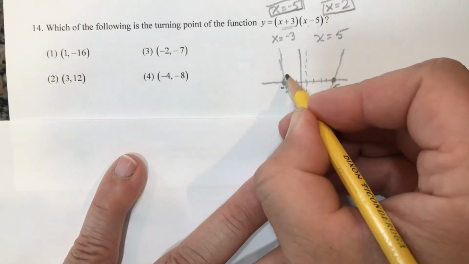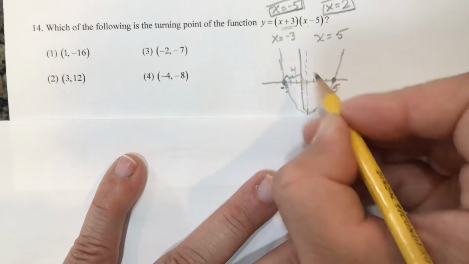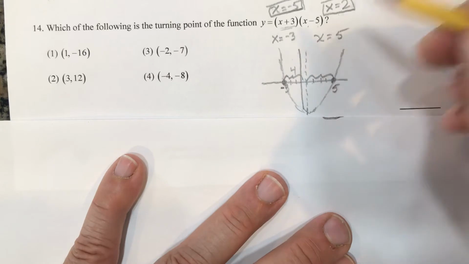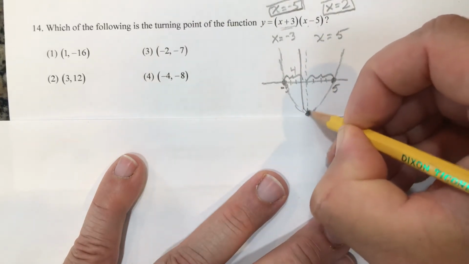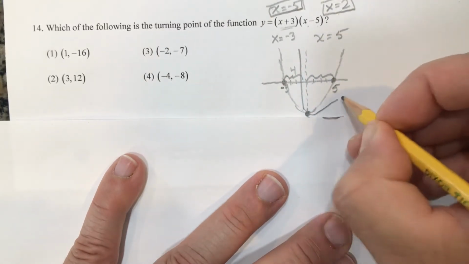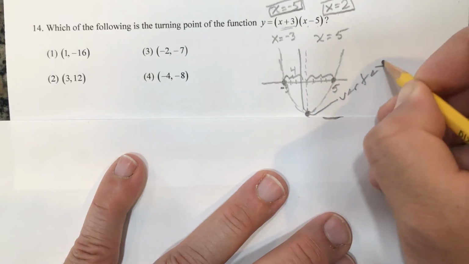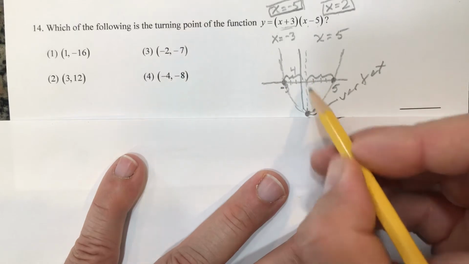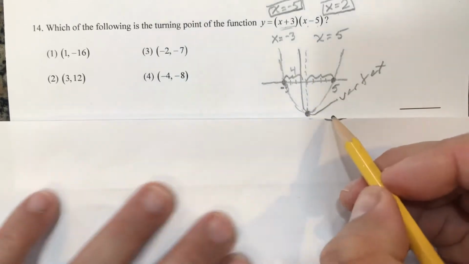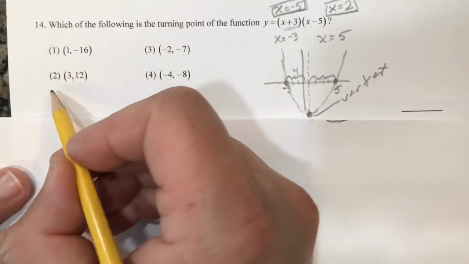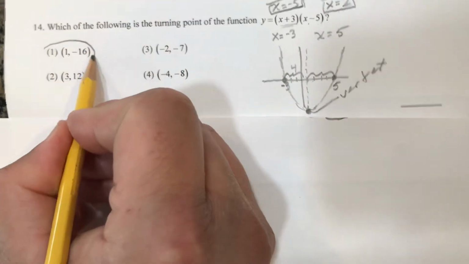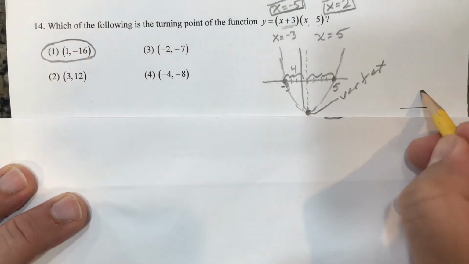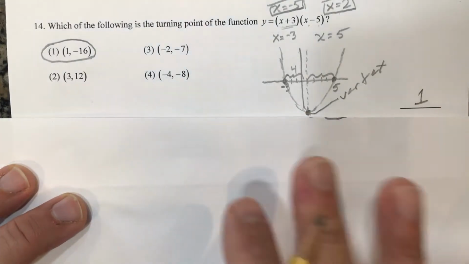So now we have a perfect distance of 4 here and a perfect distance of 4 here. That means the line of symmetry is down the middle, and guess what also lies on the line of symmetry? The vertex. So that should be enough to help us. This vertex is supposed to be 1 comma something, and the only option that offers us 1 comma something is this one, 1 comma negative 16, and all the other ones just don't make sense. So I'm choosing choice 1 on that.